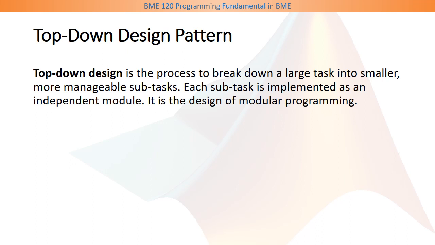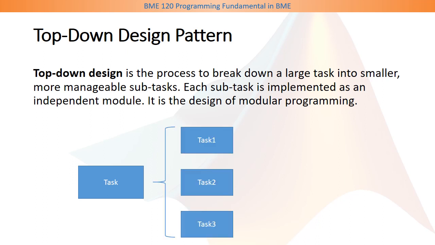Top-down design is a process to break down a large task into smaller, more manageable subtasks. Each subtask is implemented as an independent module. It is a design of modular programming. For example, we have a task here, and we're going to break it down into 3 subtasks. The task will be accomplished as long as the 3 subtasks are accomplished.